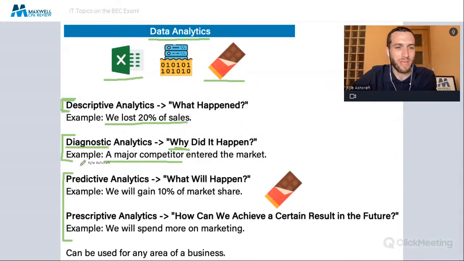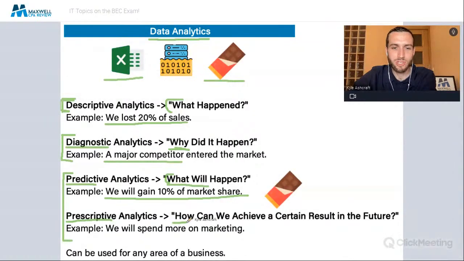And then from there, we have the predictive analytics. This is when we're looking into the future and we're trying to say what will happen. So it's kind of like this descriptive analytic, but for the future. So for example, let's say our predictive analytics say that we will gain 10% of market share in the future. So it's just going to say what happens, but it's not saying how you get that specific result. So then we have the prescriptive analytics. This is going to prescribe a specific path you have to take to get the result that you want in the future.